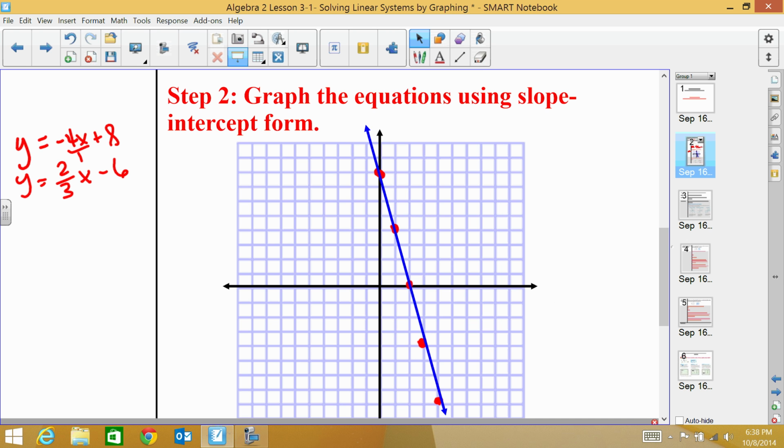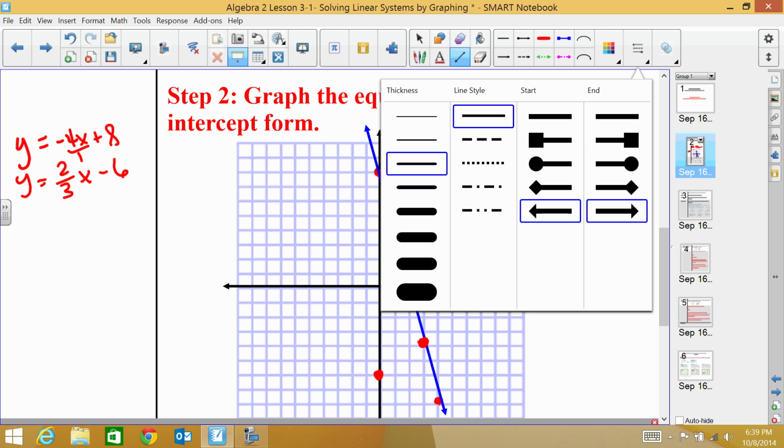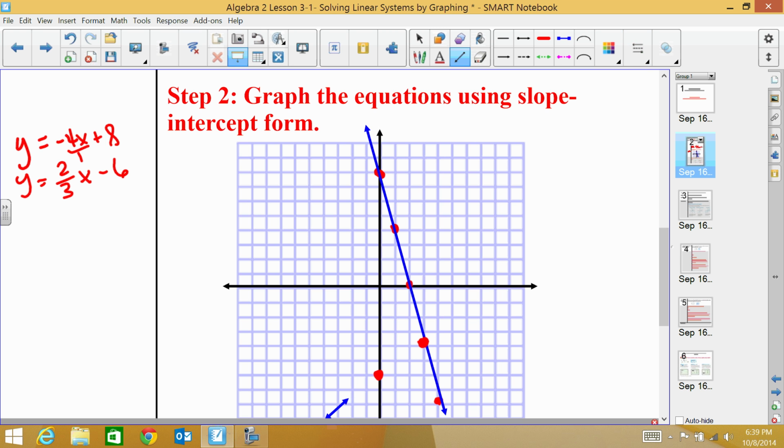Then I'm going to graph the second equation. So my y-intercept is negative 6. 1, 2, 3, 4, 5, 6. And my slope is positive 2/3. So I would go up 2 over 3. And look, that is going to be the point where my two lines cross. Right there. So I need to tell what is the solution to my system. Well, the solution to my system is the point where these two lines cross, which is this point right here. So I need to give the location of that point.